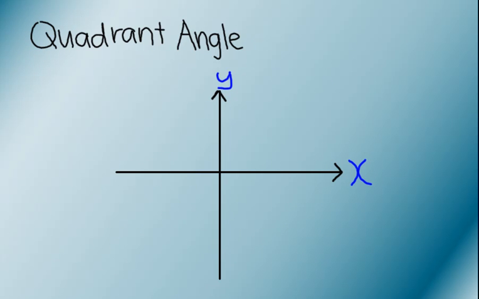Just some terminology now. A quadrant angle just means that the terminal side is on one of the axes. So a 90-degree angle is a quadrant angle. A negative 90-degree angle is a quadrant angle. Anything where the terminal side touches either the x or the y axis, we know that's a quadrant angle.